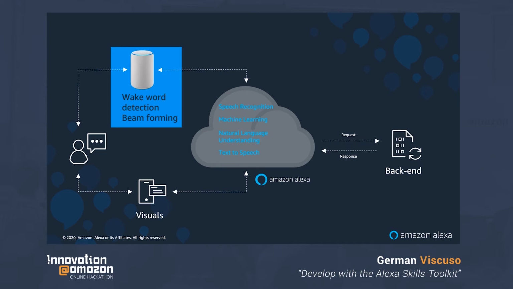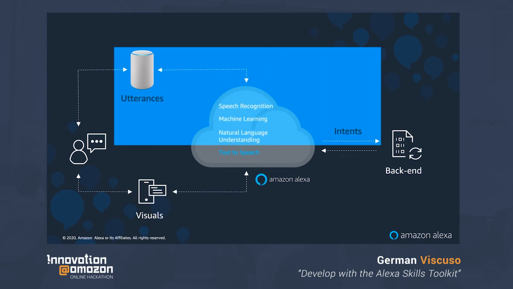The customer initiates the interaction by saying the wake word, for example Alexa, which is detected by the device. Right after that, the device streams the audio to the Alexa service for processing. Now, with each phrase or utterance issued by the customer, the Alexa service applies a process called Automated Speech Recognition, or ASR for short, to translate the speech to text.